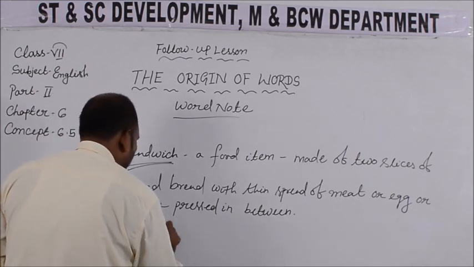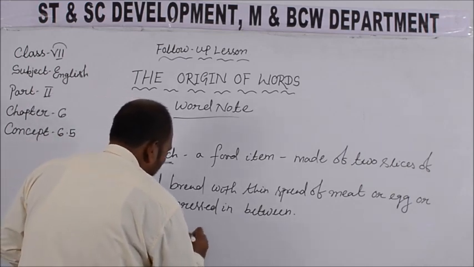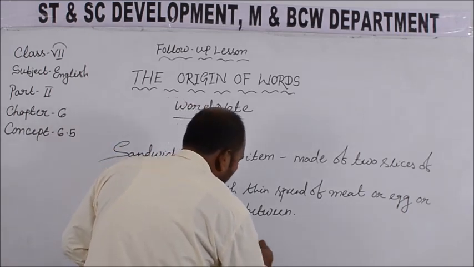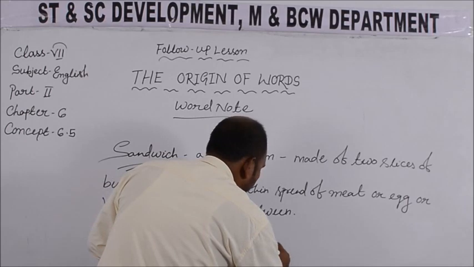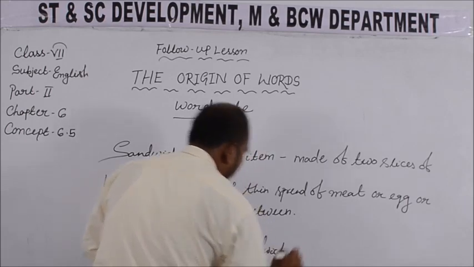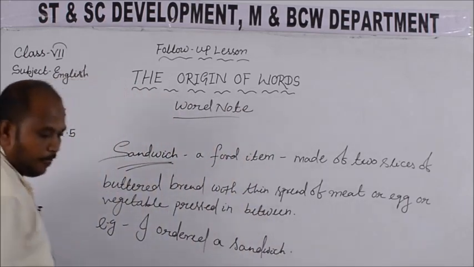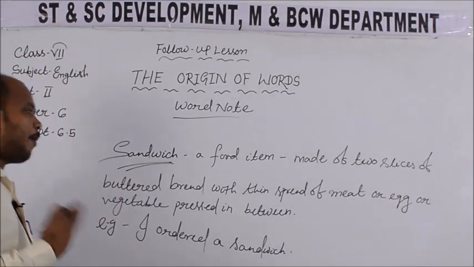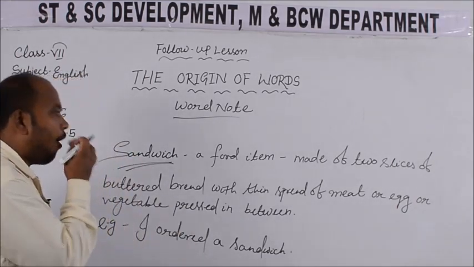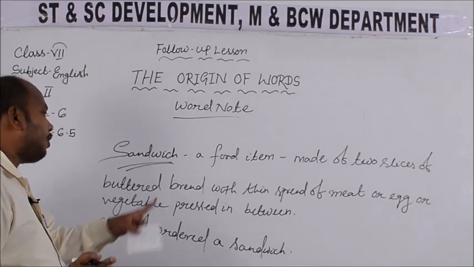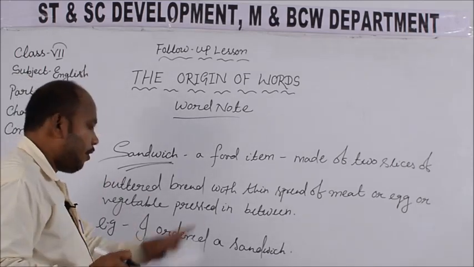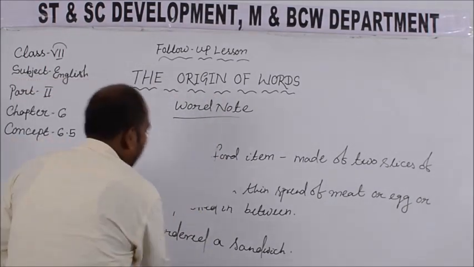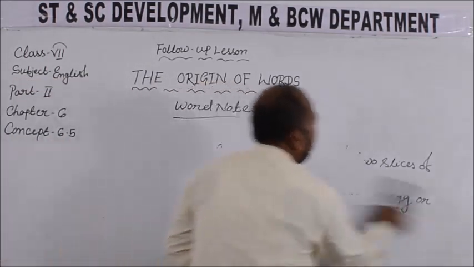I ordered a sandwich. So a sandwich is a food item made of two slices of buttered bread with a thin spread of meat or egg or vegetable pressed in between. For example, I ordered a sandwich. Let's find out the next word.